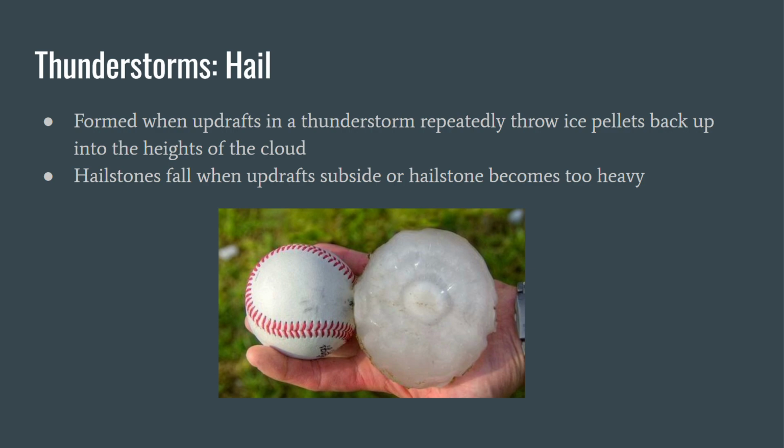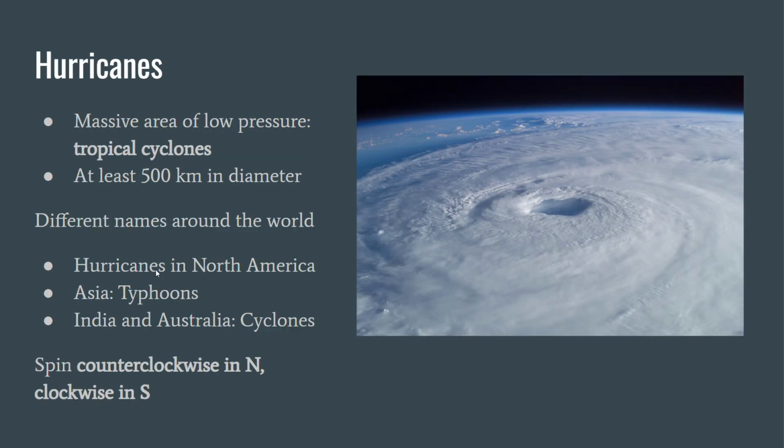Hail is formed in thunderstorms too, when the updrafts of the thunderstorm repeatedly throw ice pellets back up into the heights of the cloud. It forms repeatedly, and the more it happens, the bigger the hailstone becomes. Hailstones fall when updrafts subside or hailstones become too heavy. Hailstones in Canada are mostly found in Hailstone Alley in Alberta, and that's where hailstones get the most frequent and largest. Alright, so in the next video we'll talk about hurricanes.